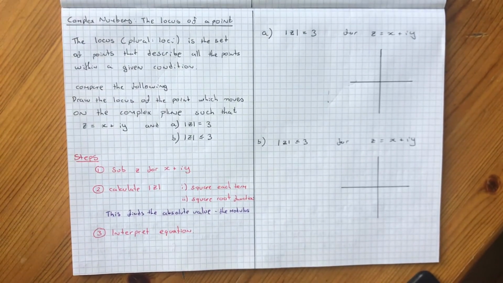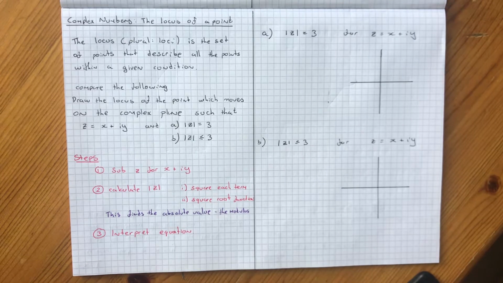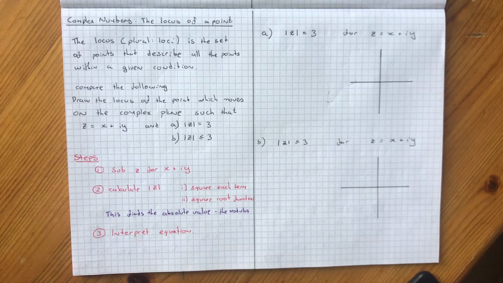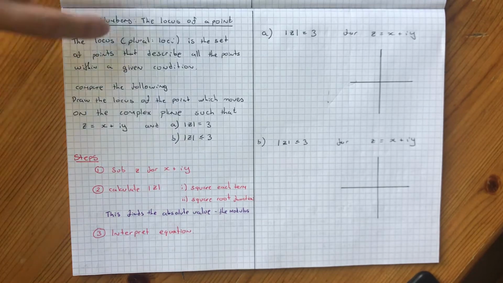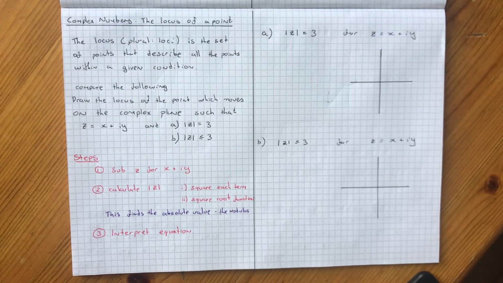Hi. So what we're going to do is look at what is called the locus of a point. The locus, plural being loci, is the set of points that describes all the points within a given condition. It's something we can do with complex numbers to describe it on the Argand diagram. So what I'll do is compare the following.